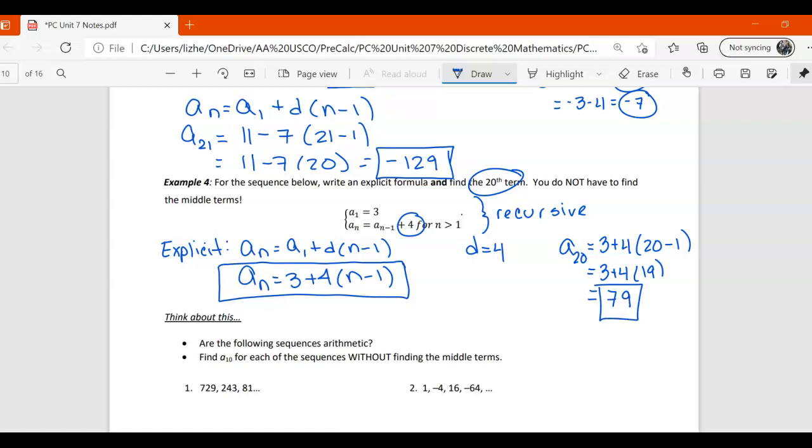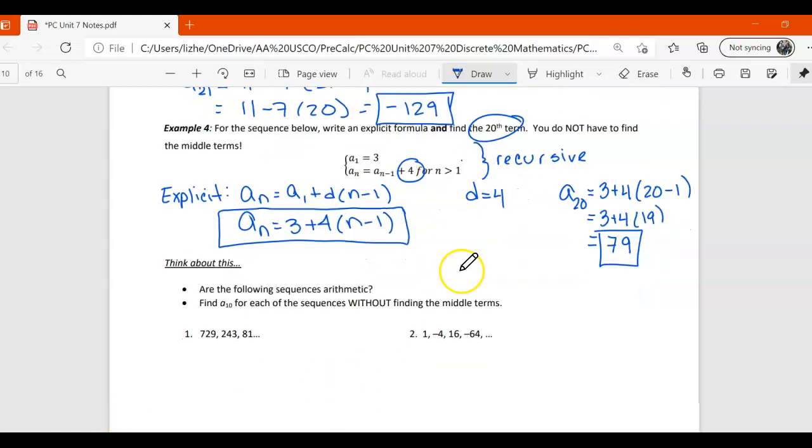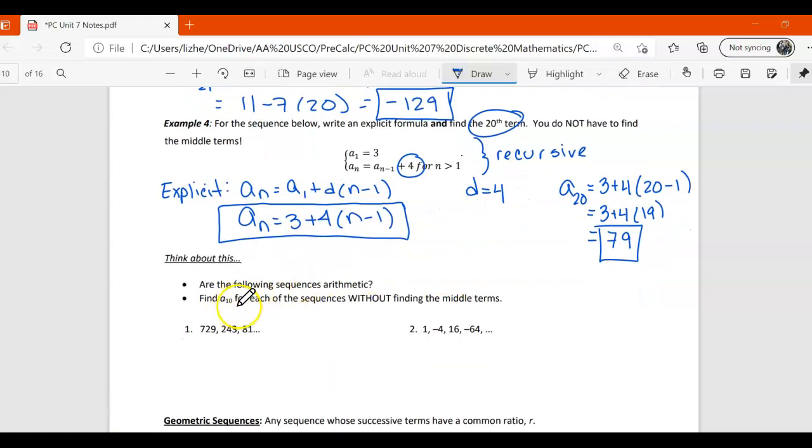All right, think about this. Are the following sequences arithmetic? Find a_10 for each of the sequences without finding the middle terms. Okay, so for number 1, the first question is, are they arithmetic? And that means, remember, we're saying, is there a common difference?